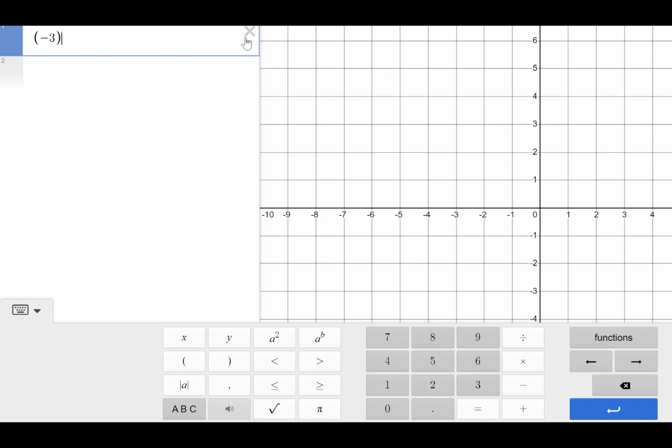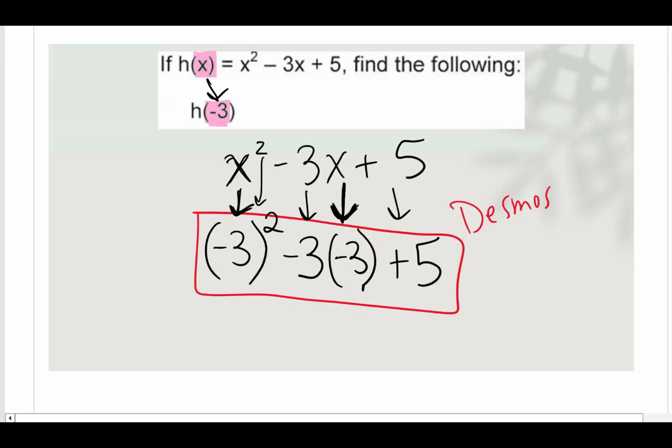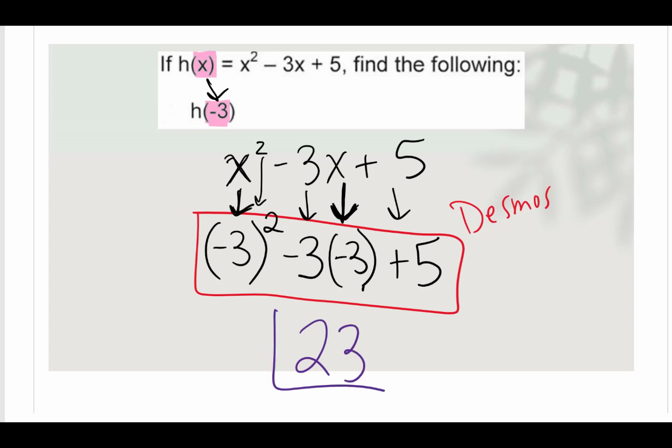Parentheses, negative 3 parentheses. And right down here, you're going to click the squared button, minus 3 parentheses, minus 3 parentheses, plus 5. The answer is 23. So the answer is 23. So when x is negative 3, y, or the answer, is 23.